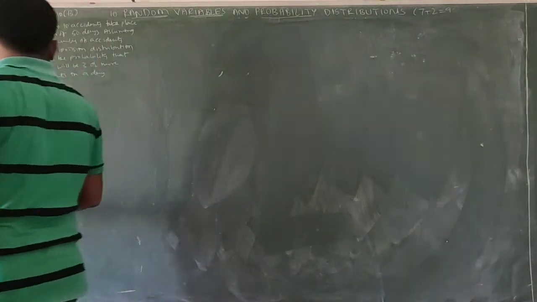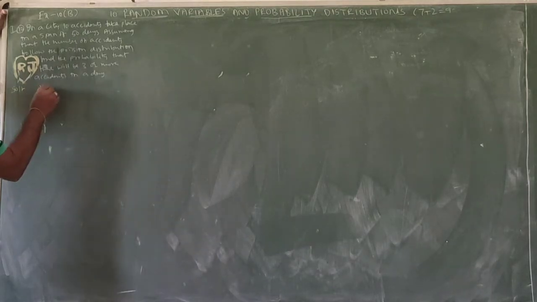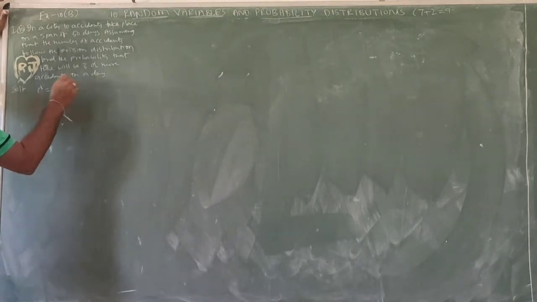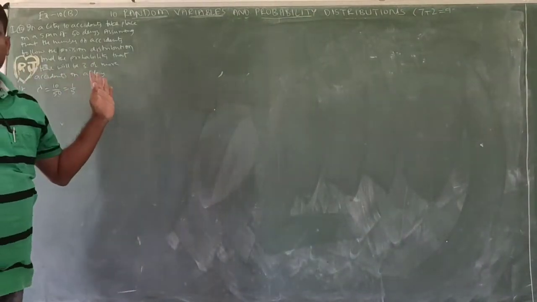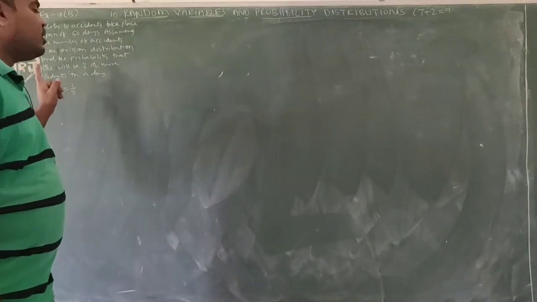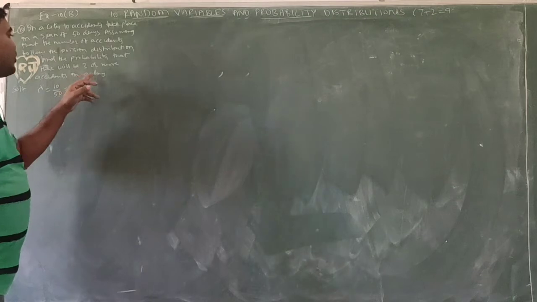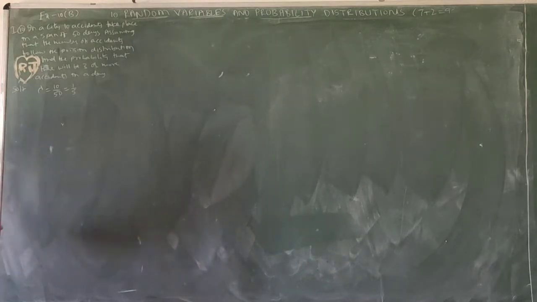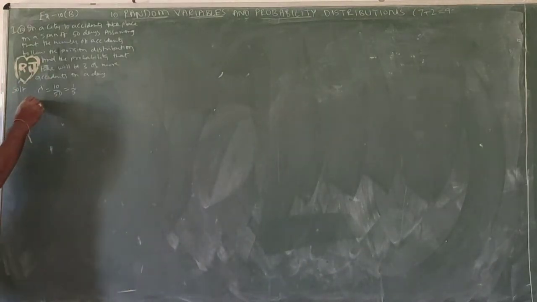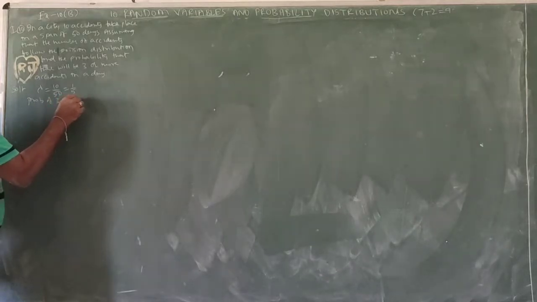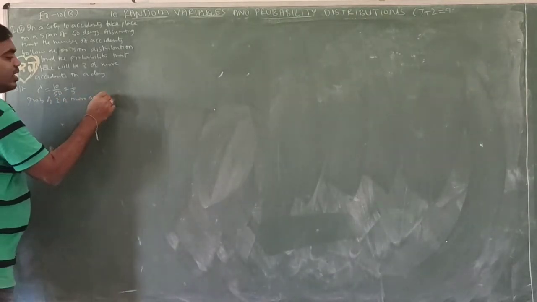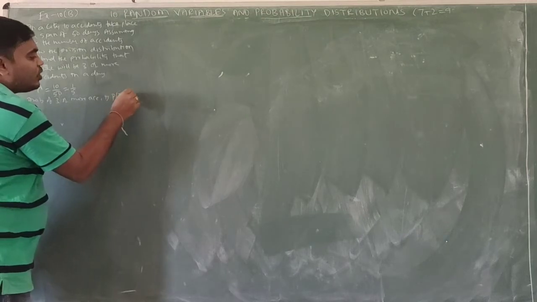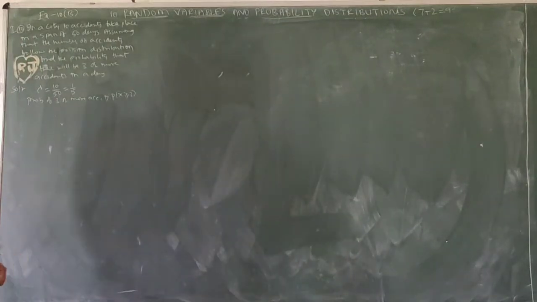Now I want to find the solution. In a city, 10 accidents in a span of 50 days. So lambda equal to 10 accidents out of 50 days, which is 1 by 5. We need to calculate for 1 day, which is why I am taking 50 as the denominator. So 10 by 50 is equal to 1 by 5. Now we need 3 or more accidents. The probability of 3 or more accidents is P of x greater than or equal to 3.